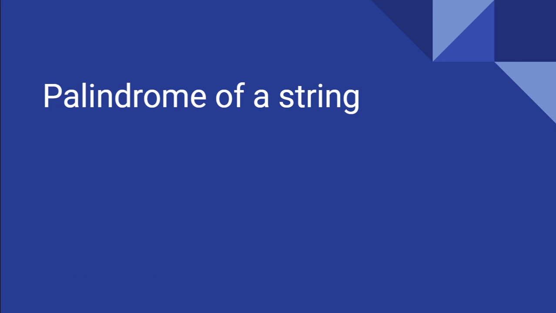Hello everyone, in this video we are going to see the concept of palindrome of a string. So you all know that a string is a collection of characters, and a palindrome is a given string that is equal to its reverse string. Normally we use the example madam, a word which, when we reverse it, is also the same thing. So that is an example of a palindrome.